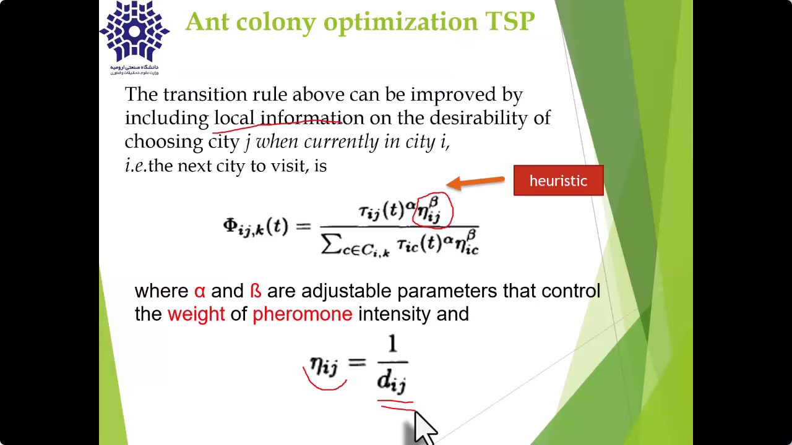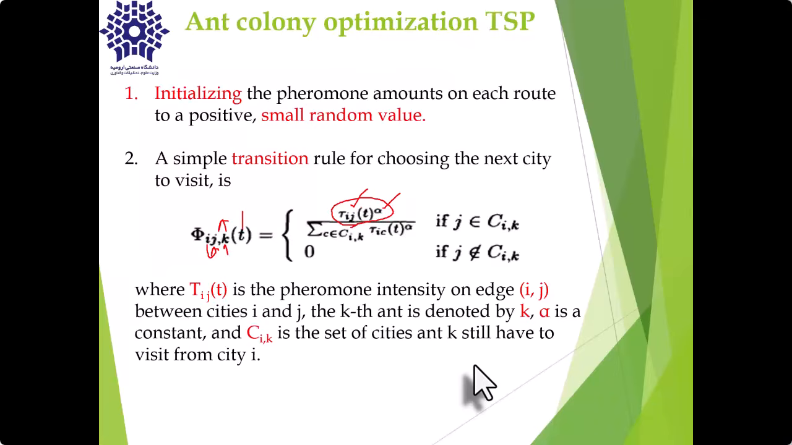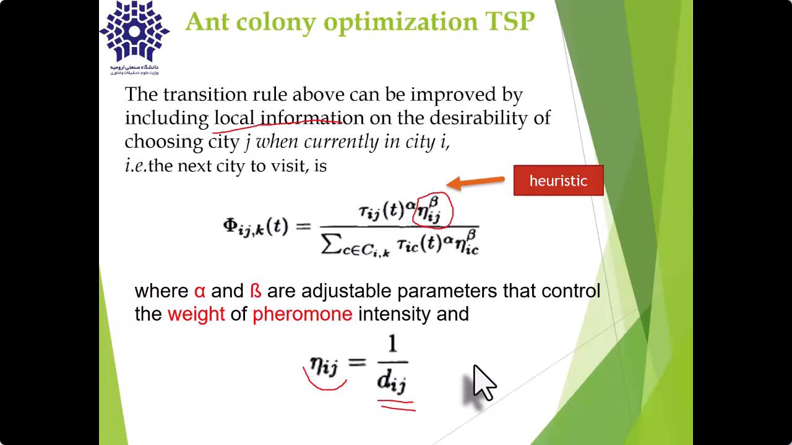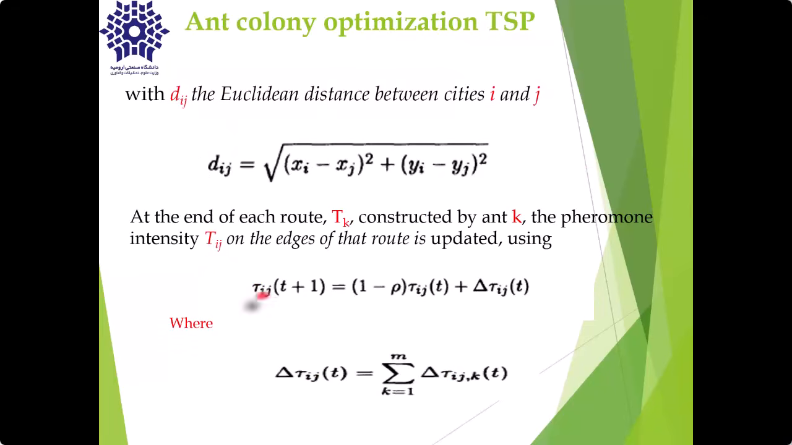So instead of having only one parameter in this formula, now we have two parameters. Tau is the amount of pheromone on that edge between city I and city J, and eta is the heuristic between city I and city J. Therefore, we use adjustable parameters that control the weight. This is one heuristic we add to the algorithm for traveling. This is the distance between city I and J. It is based on the Euclidean distance.